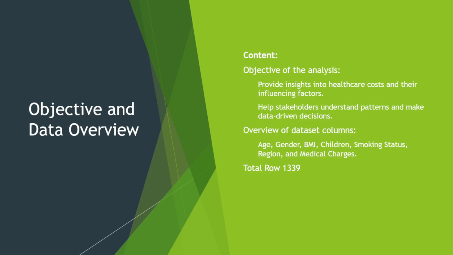There are 7 columns in our dataset: the beneficiary's age, the beneficiary's gender, the beneficiary's BMI, how many children are covered in the insurance, smoking status, then the US region and the medical charges. In our dataset, there are a total of 1339 rows available.